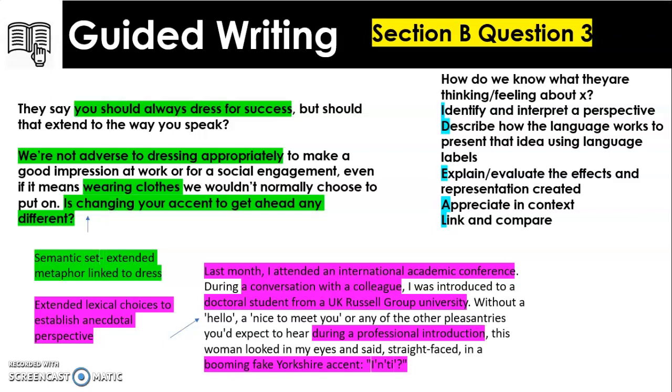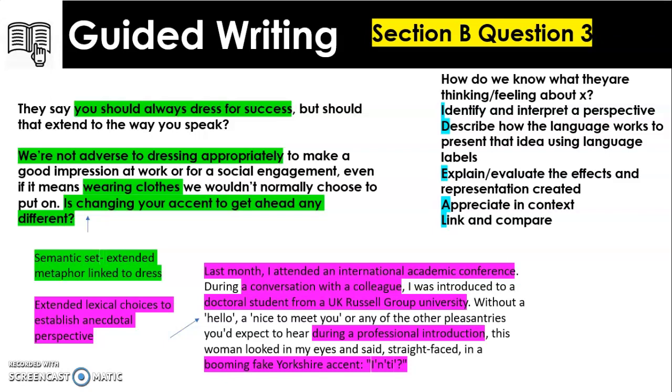Okay, so they say you should always dress for success, but should that extend to the way you speak? We're not averse to dressing appropriately. Now, that lovely little note there about universalizing, polarizing. Universalizing is where you assume or position the audience so that they're aligned with your opinion, that they share your opinion. And 'we' is a really small pronoun choice that suggests a universalizing approach. Okay, so as soon as I say 'we think this', we're a collective group, we're opposite, we're polarized to the 'they', this invisible group who are telling us what to do. Okay, and it's a 'we' moment.